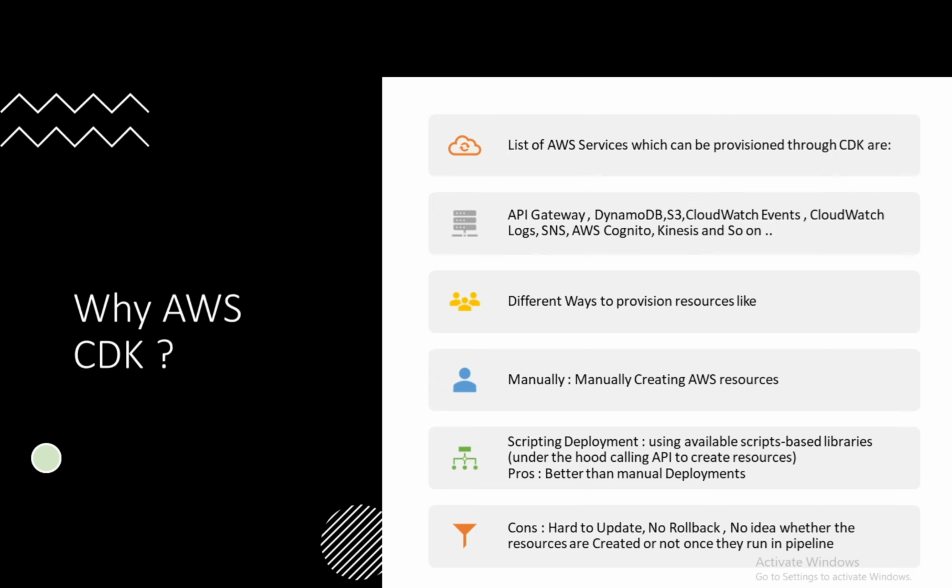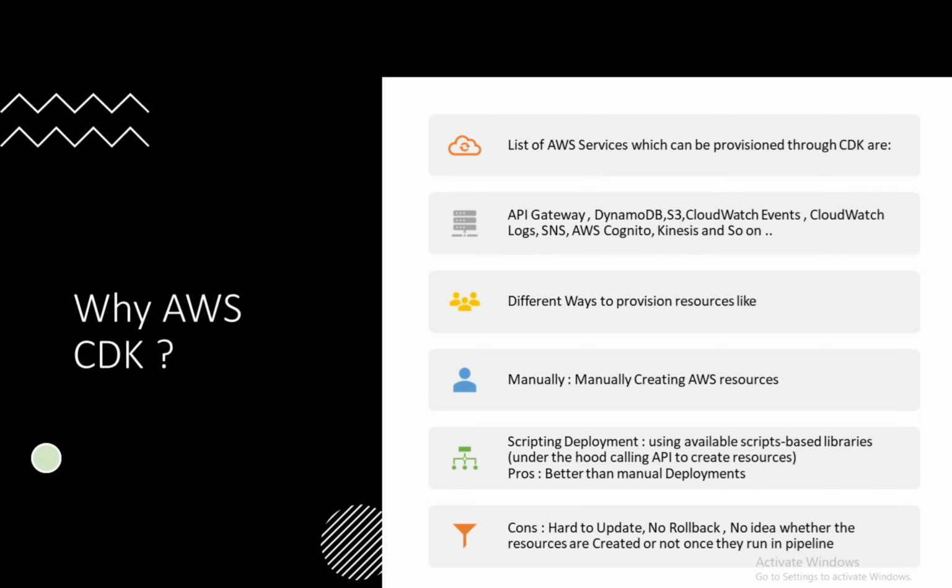Now, scripting deployment: using available script-based libraries that, under the hood, call APIs to create resources. It is definitely better than manual deployments, but like Terraform, it uses APIs under the hood to create resources. So if the S3 API is not available, or the DynamoDB API is not available, or suppose the VPC API is not available, our resources won't get created. The cons are that it is very hard to update. If you want to update our production environment, or the UAT environment, it is very hard to update.